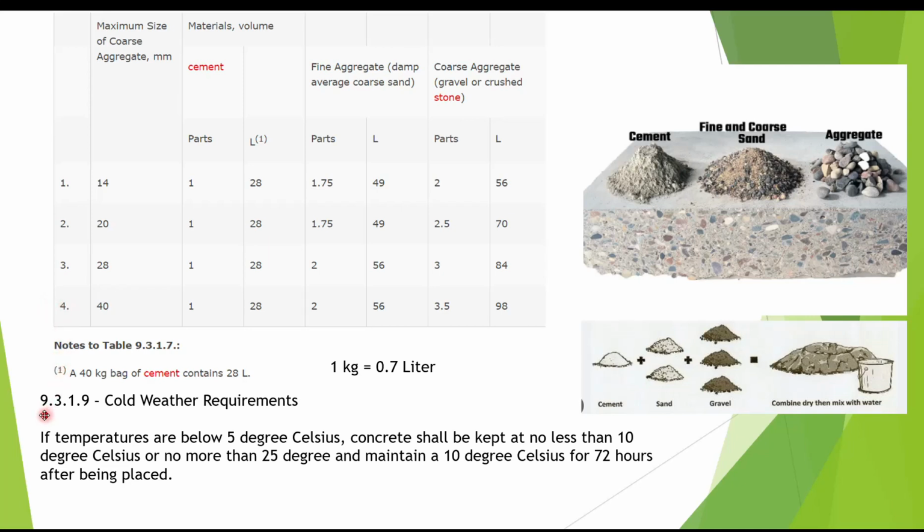And we will lastly move on to 9.3.1.9, cold weather requirements. If temperatures are below 5 degrees Celsius, so imagine it's winter outside, we're looking at anything at 0 degrees or so forth. Concrete shall be kept at no less than 10 degrees Celsius. So if we are deciding to pour concrete on a snowy day, then the space where we are pouring the concrete shall be kept at 10 degrees Celsius. In the summer, again, it shall be kept no more than 5 degrees Celsius.